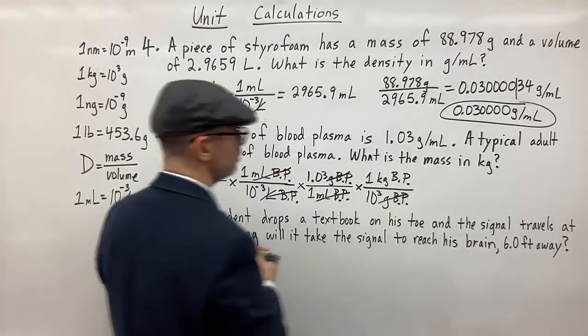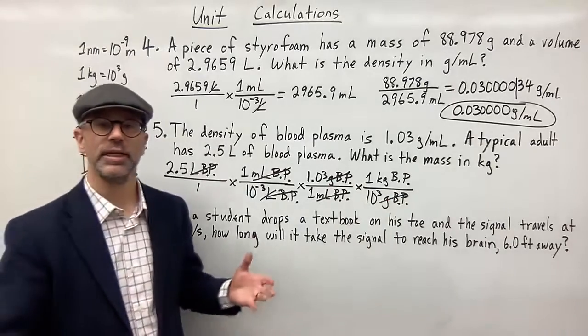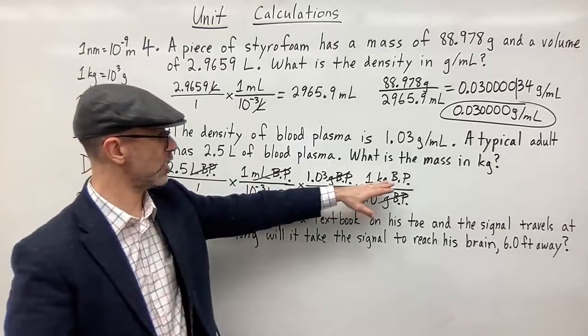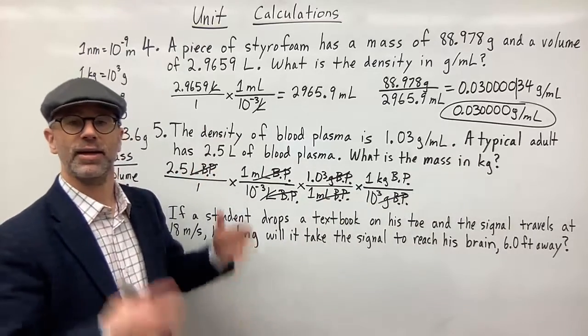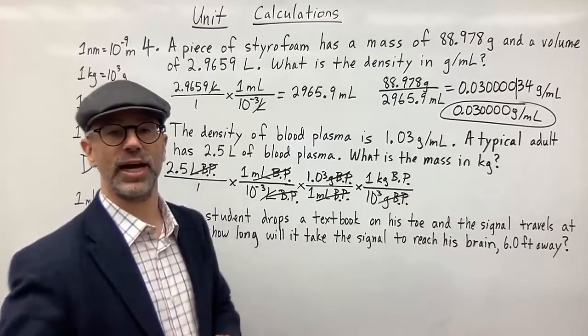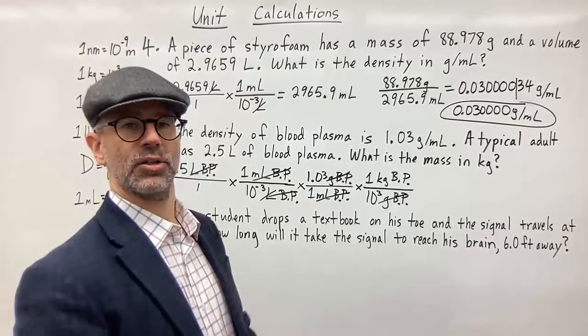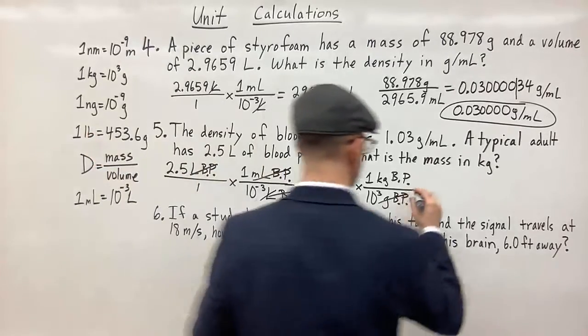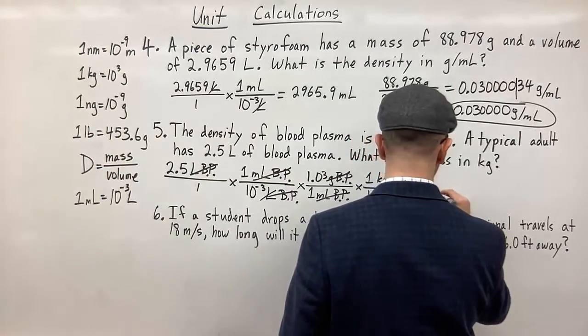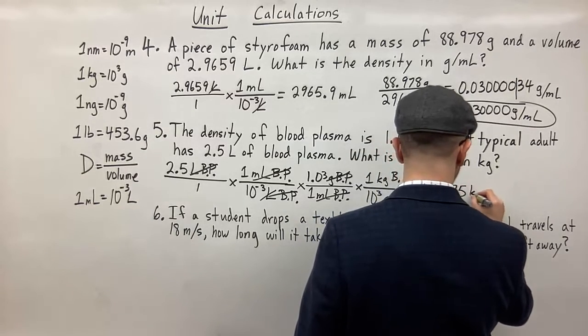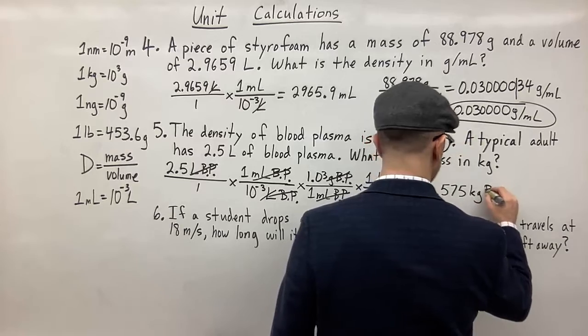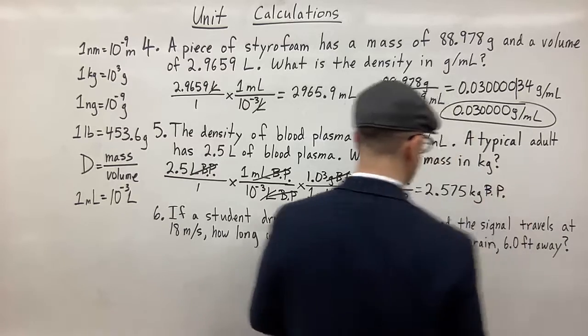Grams cancels out. Now I have kilograms, and now I'm done. I got kilograms here. Kilograms is what I want. So now all I need to do is multiply and divide, and I get my answer. And when I do that, I get 2.575 kilograms of blood plasma.